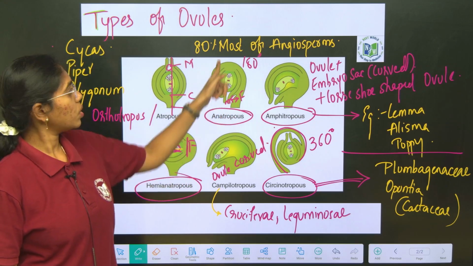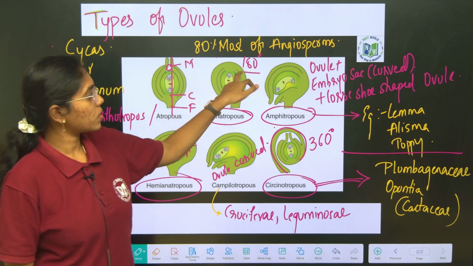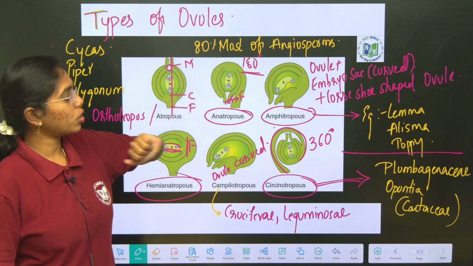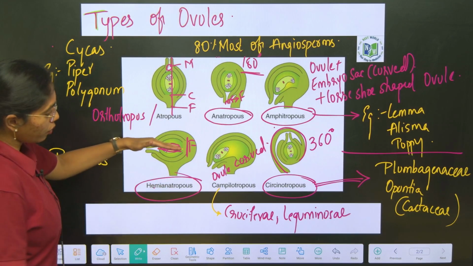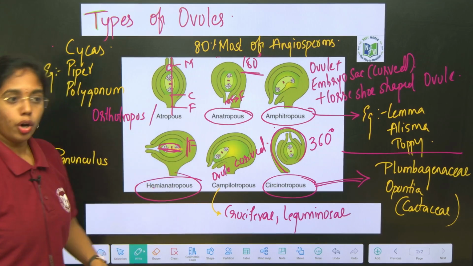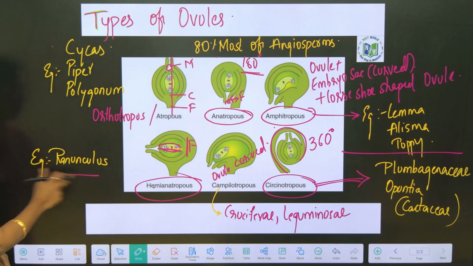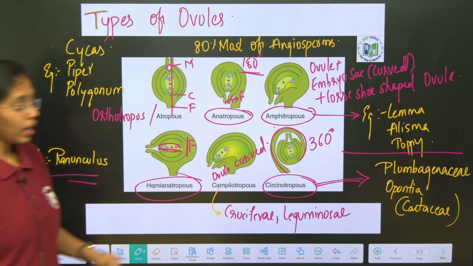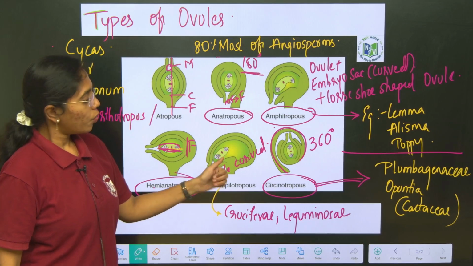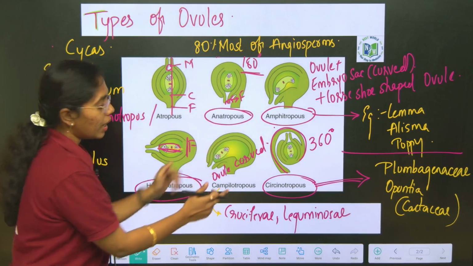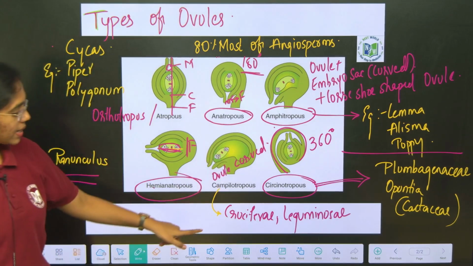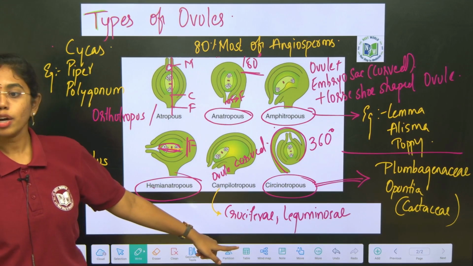In 80% of angiosperms, what type of ovule will be there? The anatropous, or inverted ovule, which is inverted by 180 degrees. This is present in 80% of angiosperms. Next, hemianatropous, where the body of the ovule is at a right angle to the funicle. An example is Ranunculus. Campylotropous, where the ovule is slightly curved. The ovule is at a right angle to the funicle, but slightly curved. Examples include Leguminosae and Cruciferae.